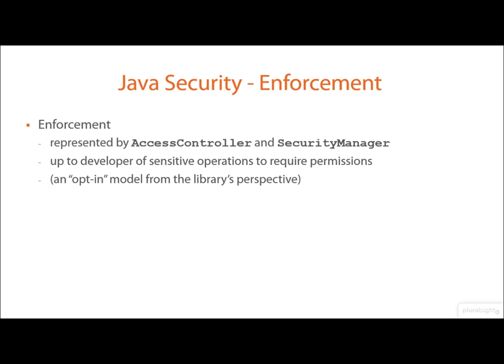So this is an opt-in model. Every library has to opt in to security. So it's the job of the library writer to call into the access controller and say, is this permission allowed? And in the next module, we'll see how each of these things plays together to allow or disallow access to specific things within Java.